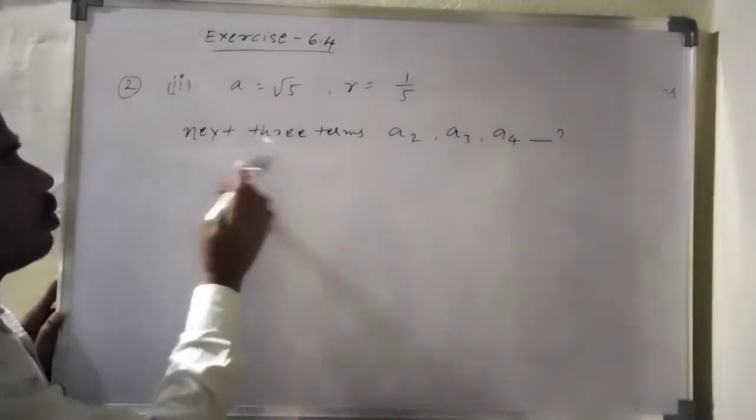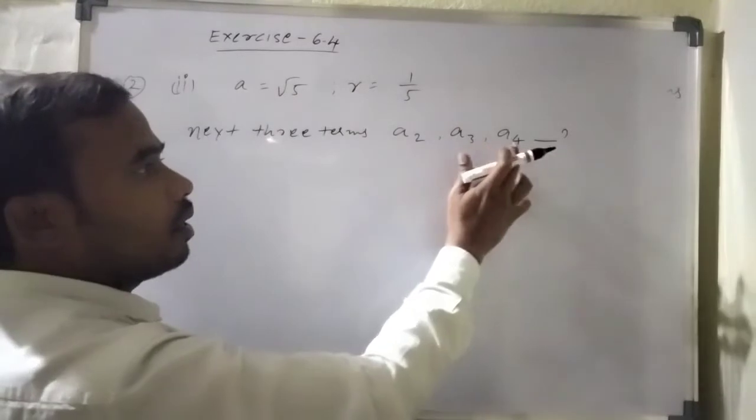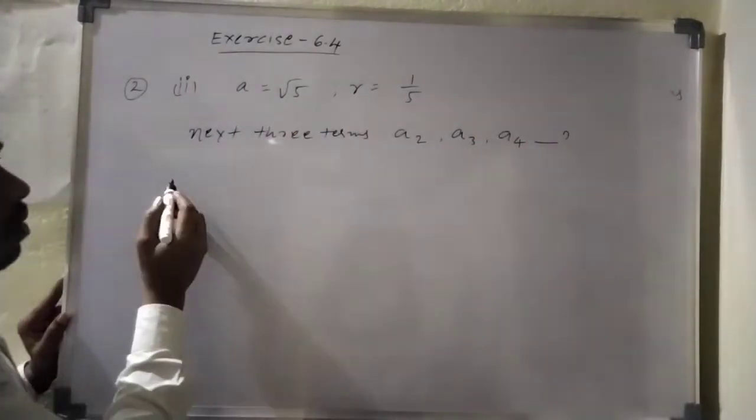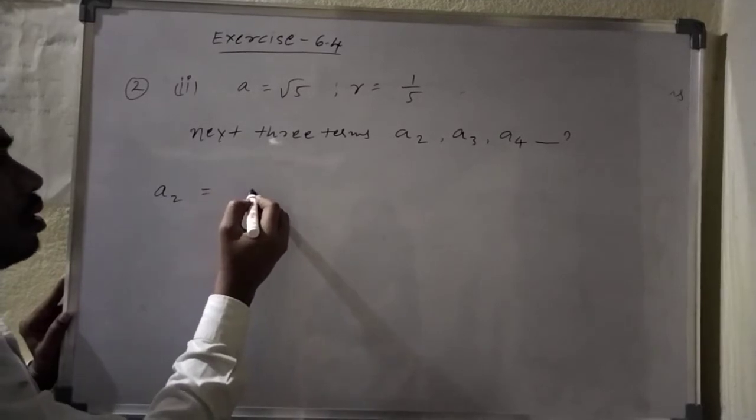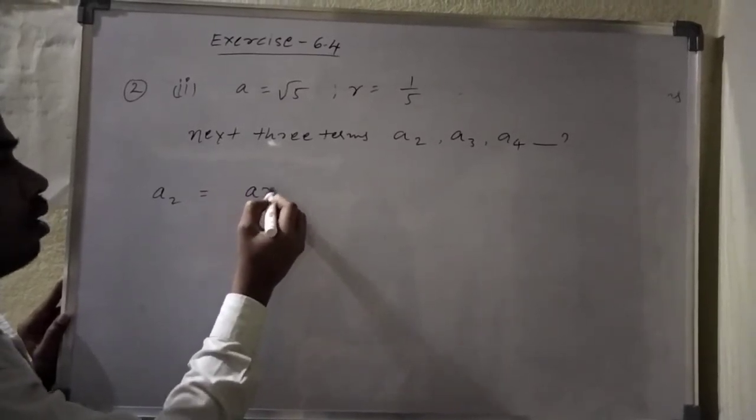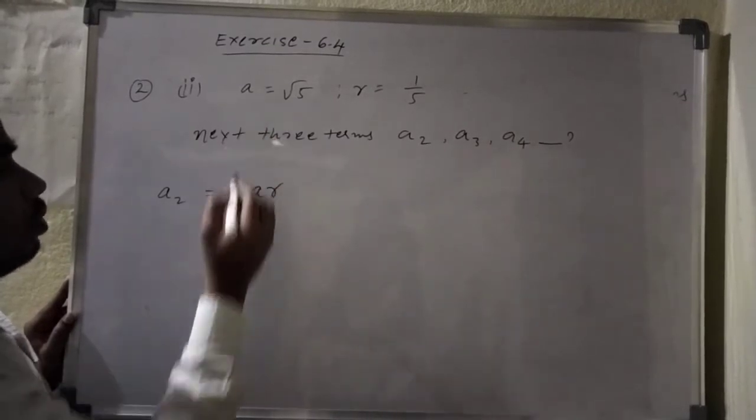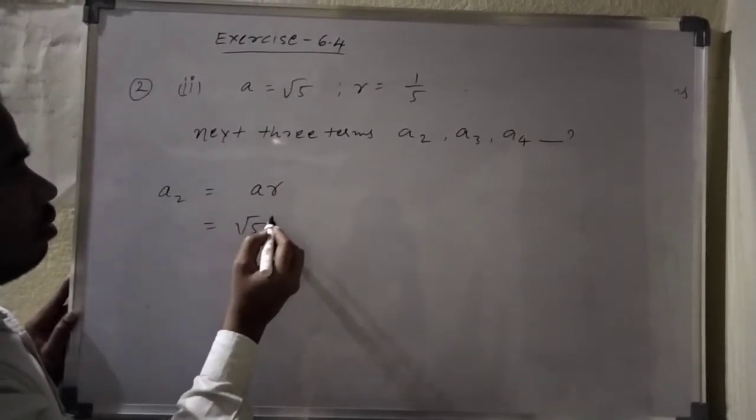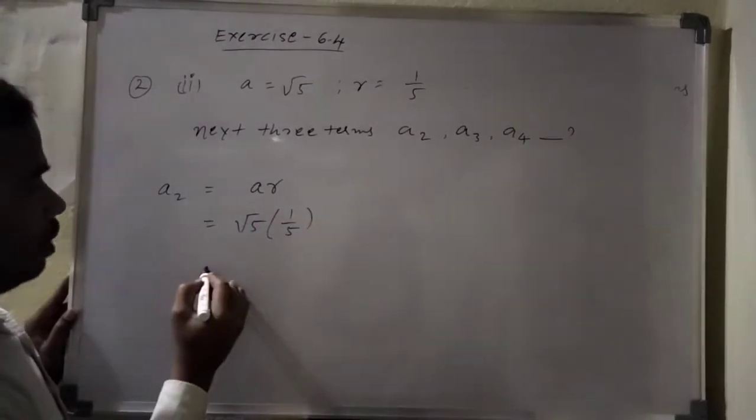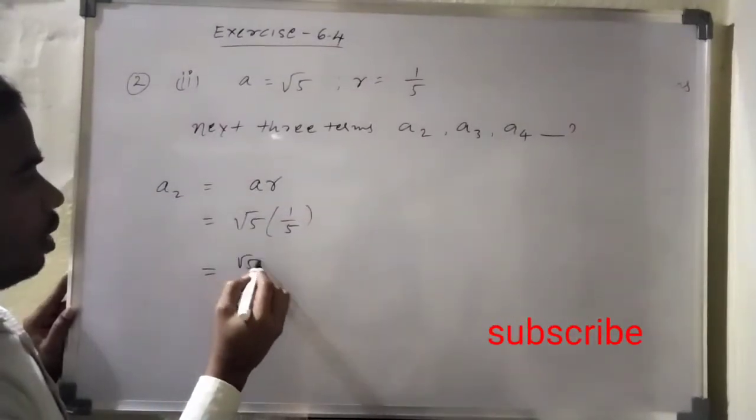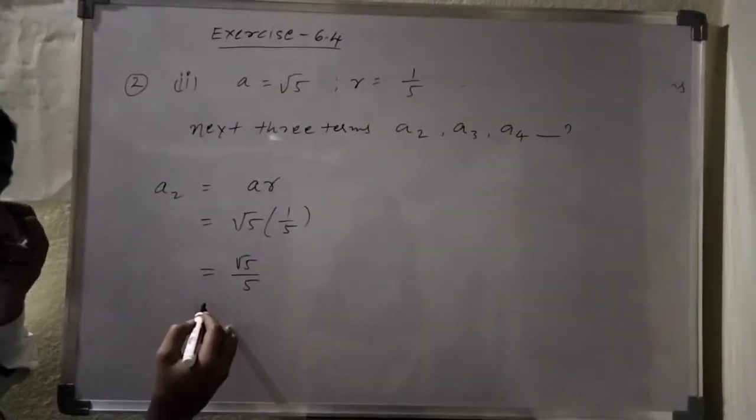సో it is the next 3 terms mean what is that? A2, A3, A4. So these values we are finding. So A2 mean what is that? A2 is equal to formula A into R. So A into R mean what is that? A value √5 and R value 1/5. So this mean what is that? √5/5. సో √5/5 ని ఇక్కడ క్యాన్సిలేషన్ పాసిబుల్ అవుతుంది.